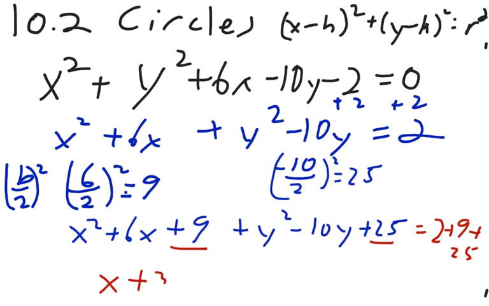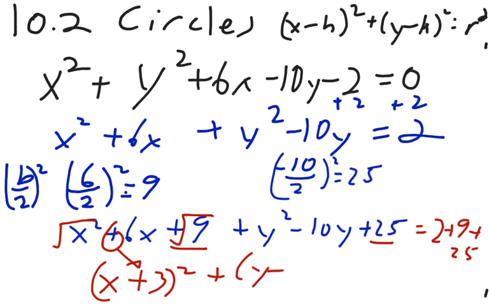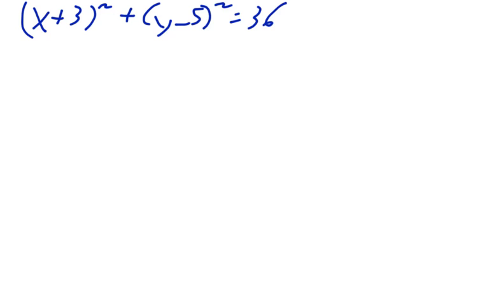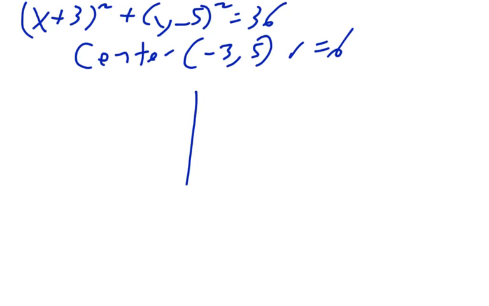And so I got x plus 3 squared. When we factor this down, we square root the x squared, we square root the 9 because we know it's a perfect square, and whatever this sign is goes in the middle. Plus y minus 5 squared equals 36. So this is our equation rewritten from the last slide. My center is going to be at negative 3, 5 with a radius of 6.